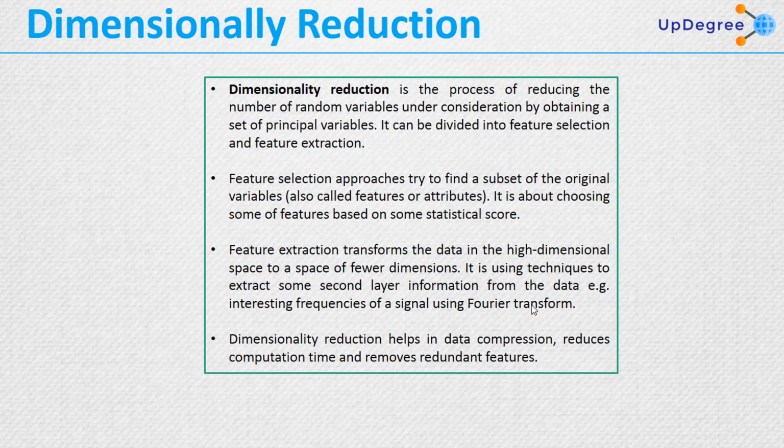Dimensionality reduction helps in data compression, reduces computational time, and removes redundant features. That means if we go for dimensionality reduction, we are dealing with the principal attributes only. Obviously we are discarding some or most of the attributes from our data set; we might be considering, say, 4 to 5 principal attributes. So our computational complexity will get reduced. The time complexity for forecasting and learning will get reduced, and removal of redundant features will make my system more intelligent and more predictive.